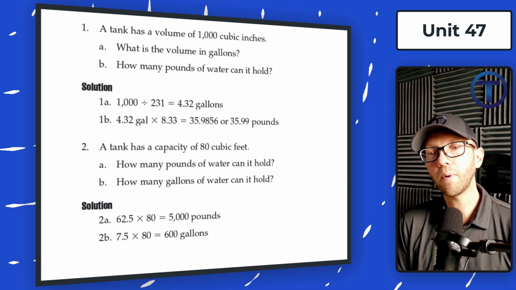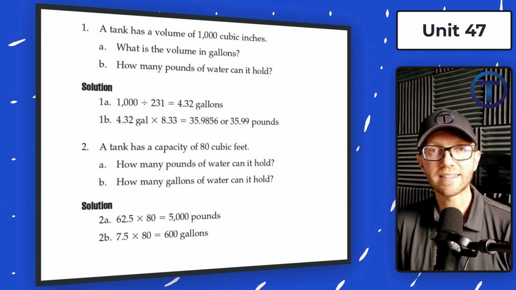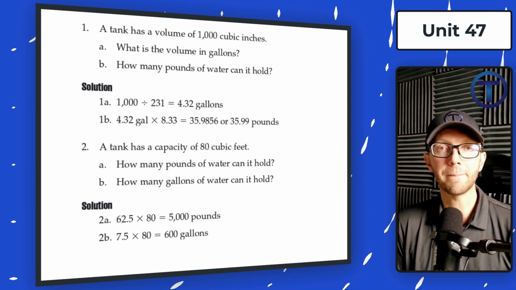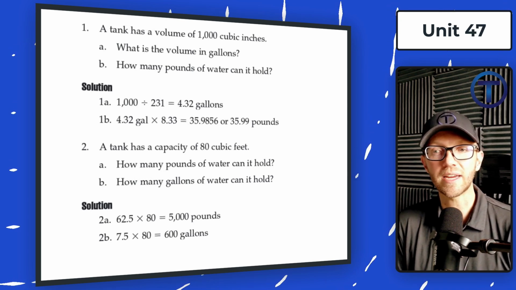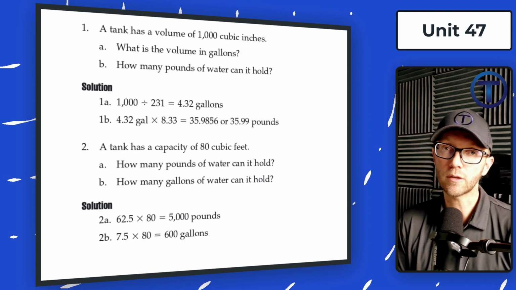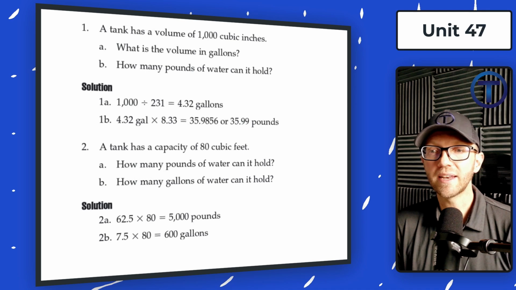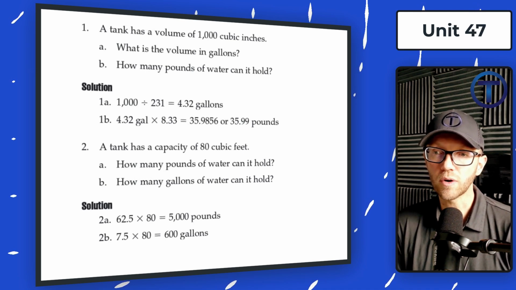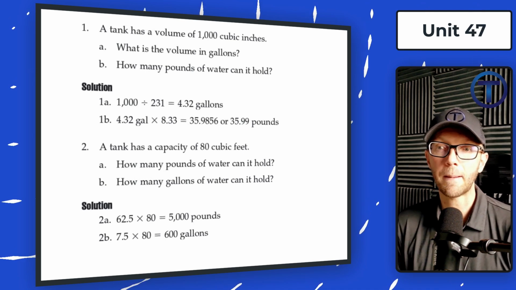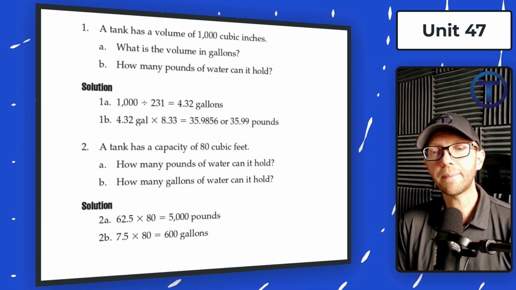The second part, how many pounds of water can it hold? If I have 4.32 gallons of water and I want to know the weight, I can multiply by 8.33 to get pounds. So there's 8.33 pounds per gallon. That would give me 35.9856, or pretty close to 36 pounds. Basic multiplication.